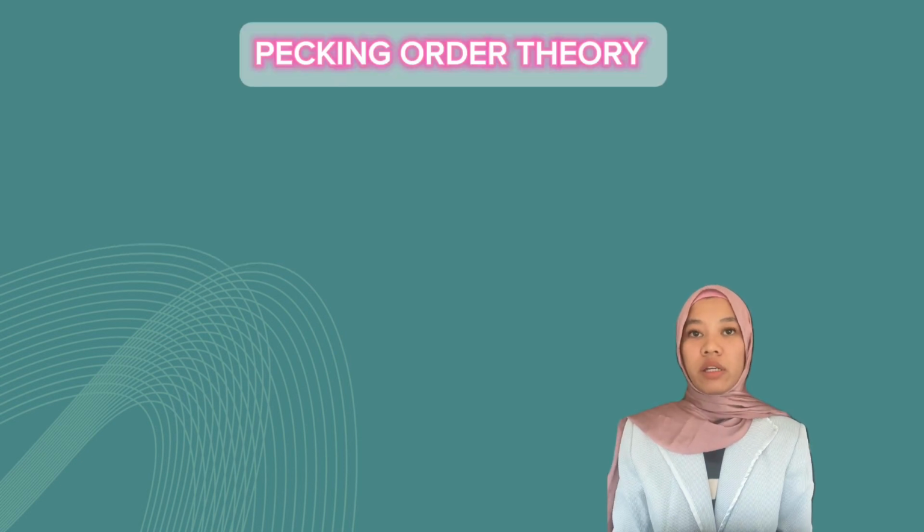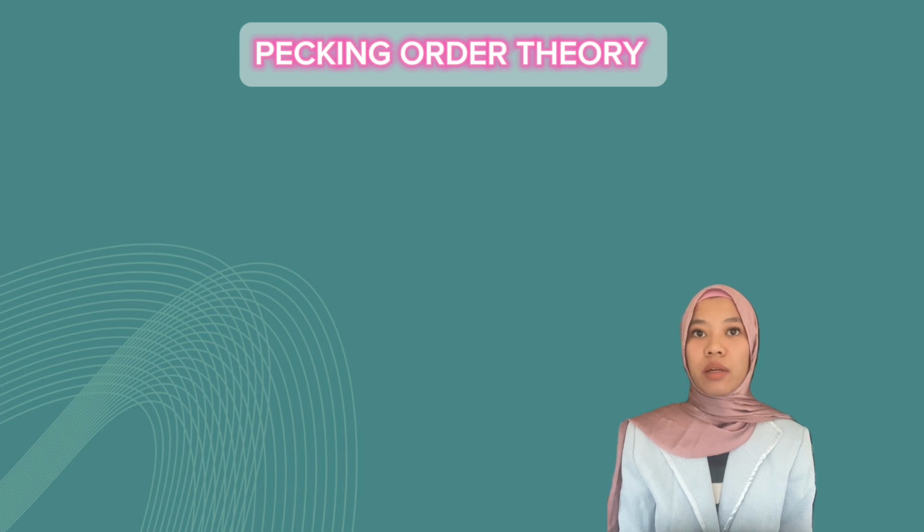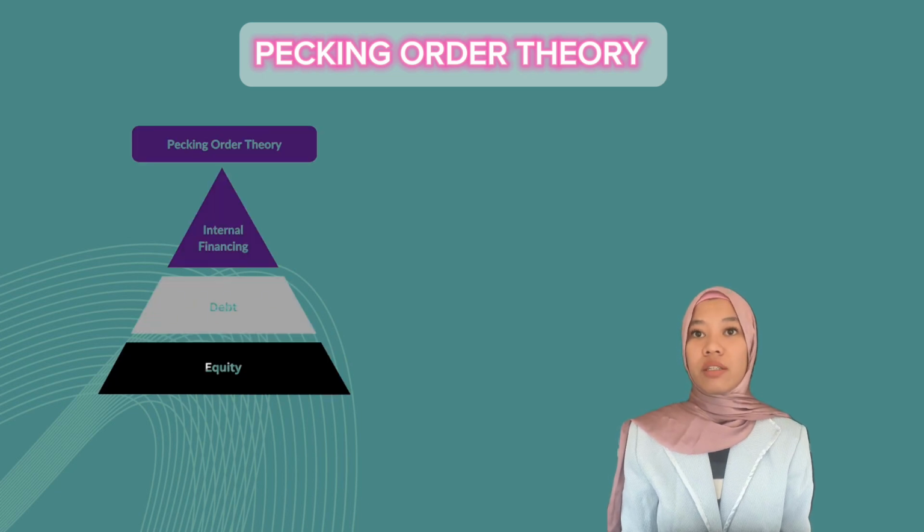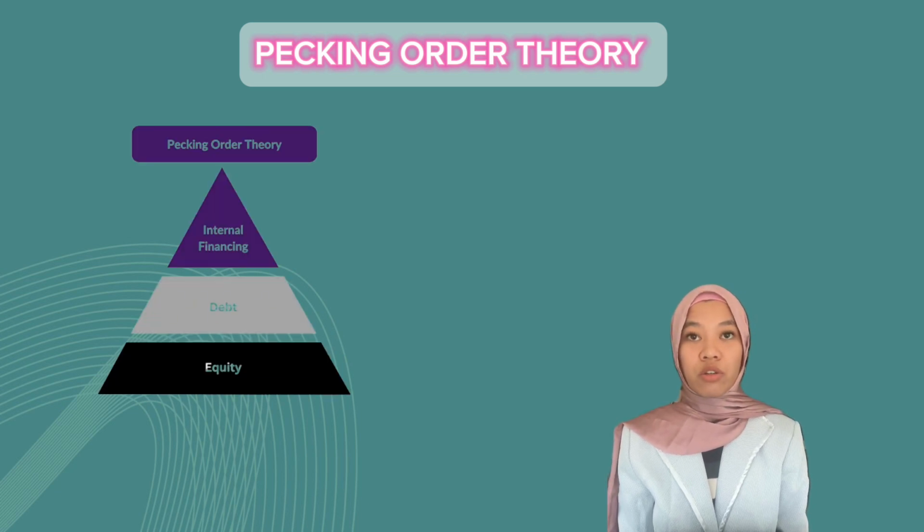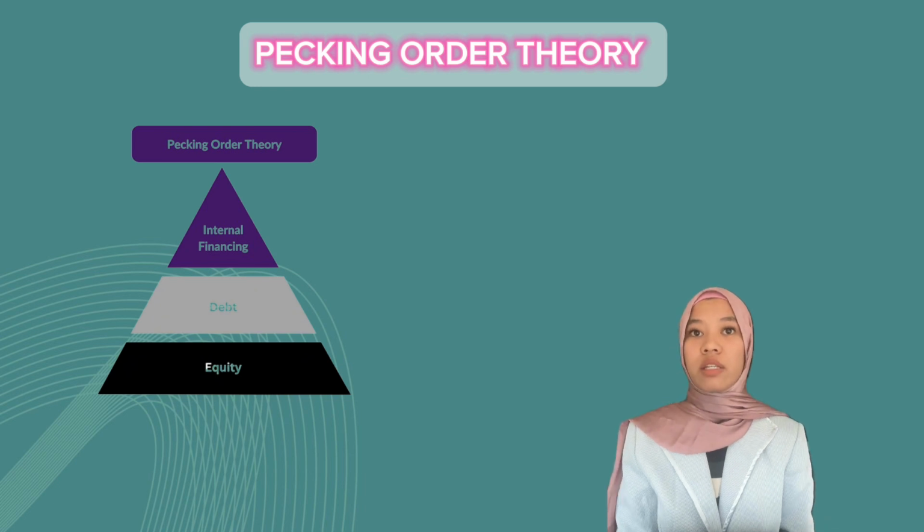Pecking order theory. The pecking order theory proposed by economists Myers and Majluf in 1984 suggests that companies have a preferred hierarchy of financing sources. According to this theory, companies prioritize financing sources in the following order: first, internal financing, then debt financing, then equity financing.